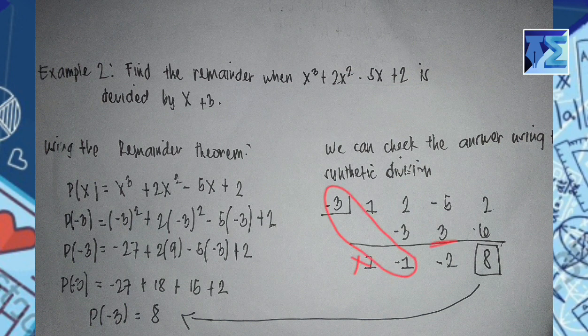Negative 1 times negative 3 is 3, and negative 5 plus 3 is negative 2. Then, negative 2 times negative 3 is 6, and 2 plus 6 is equal to 8, meaning the remainder using synthetic division is also equal to 8. Then, using the remainder theorem and synthetic division, we now get the remainder which is equal to 8.